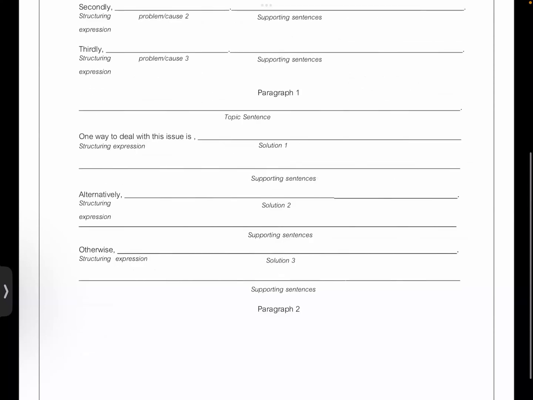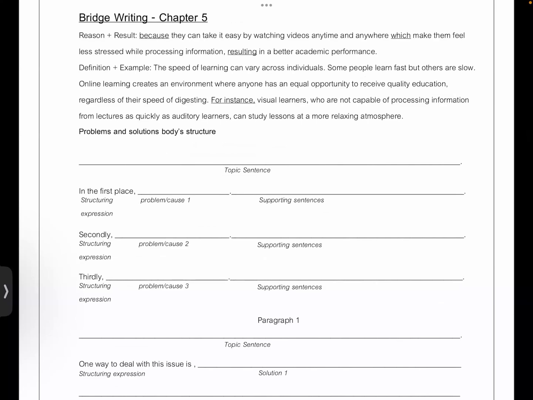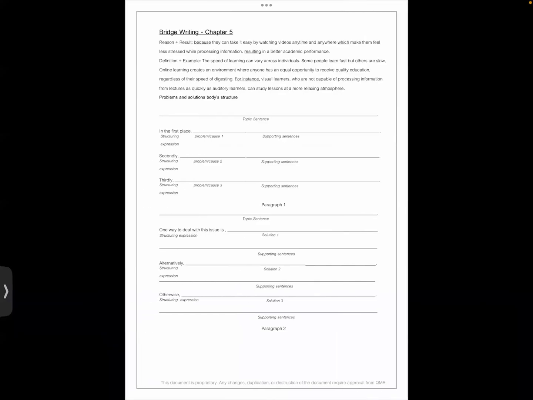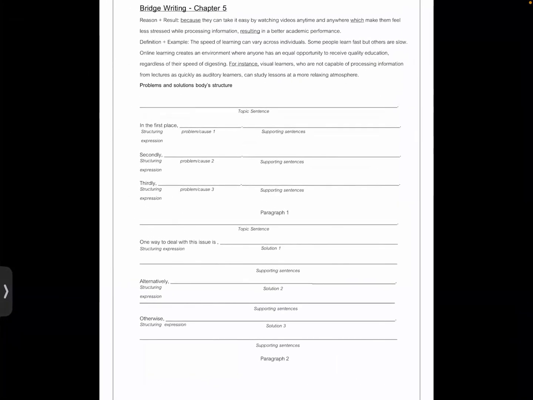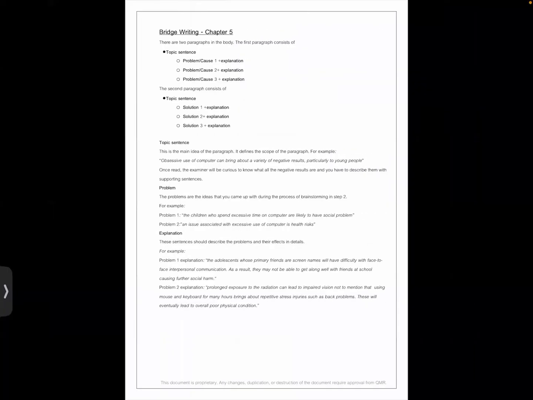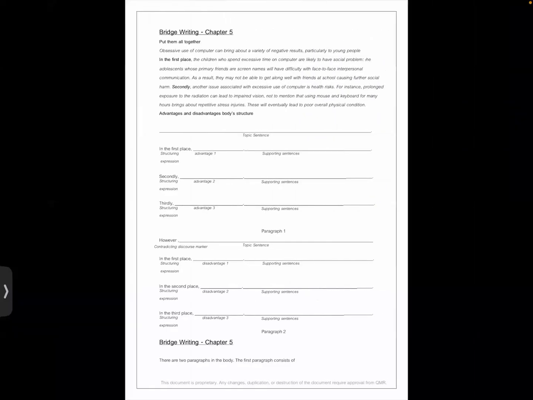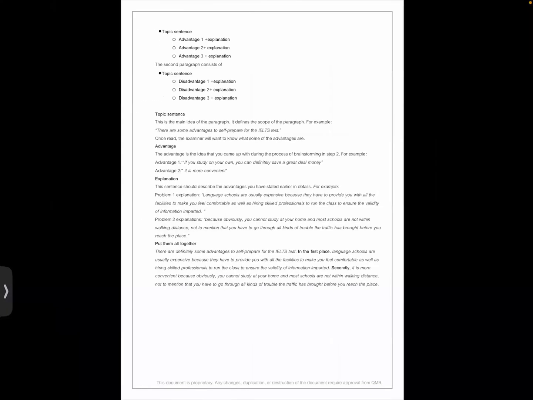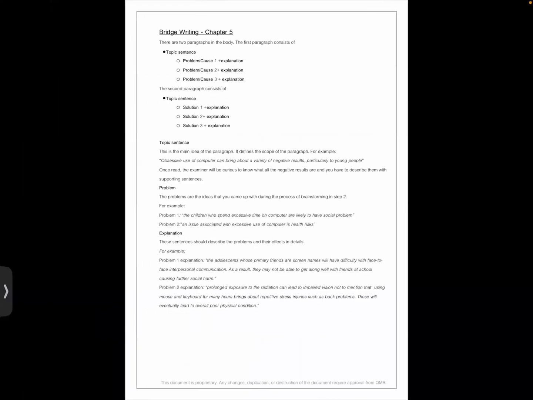All right. Okay, so I suppose you can look at these examples on your own. Okay. All right. It's pretty much the same. If you know how to develop a topic sentence and develop arguments for an argument essay, problem solution and advantage disadvantage are quite straightforward.